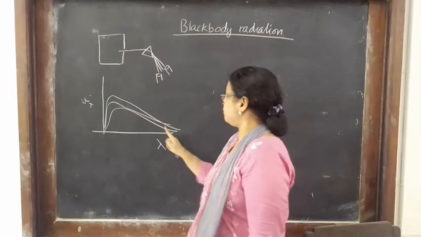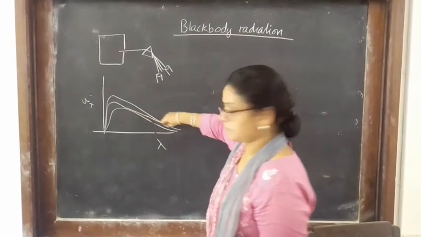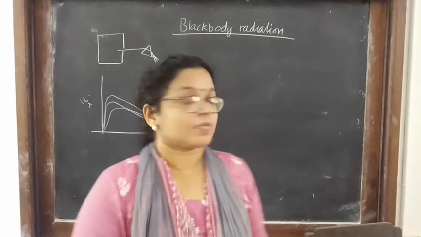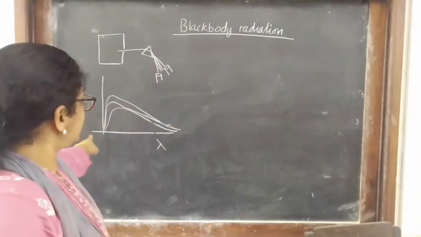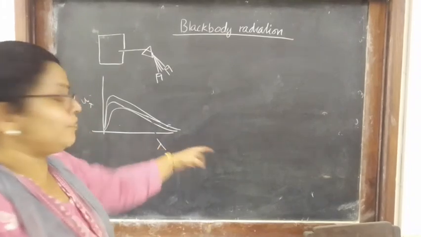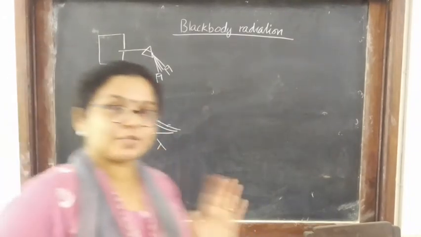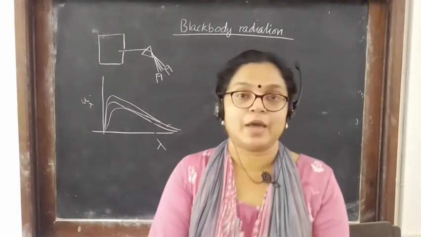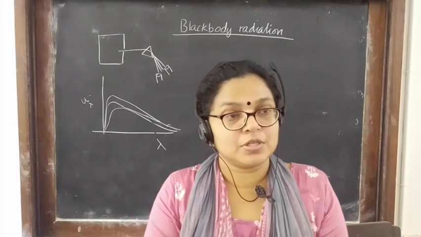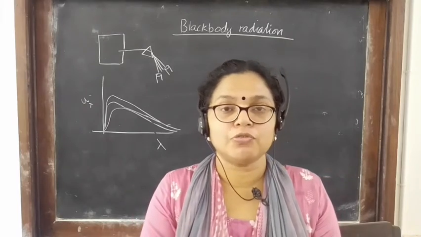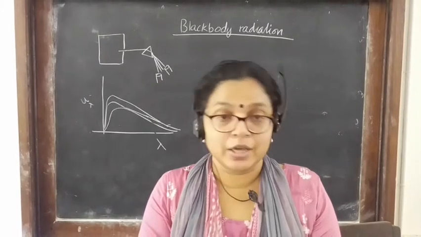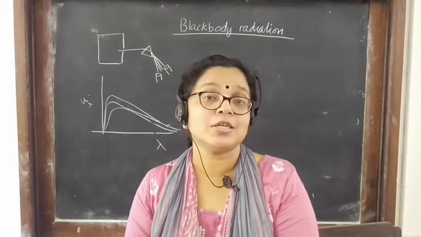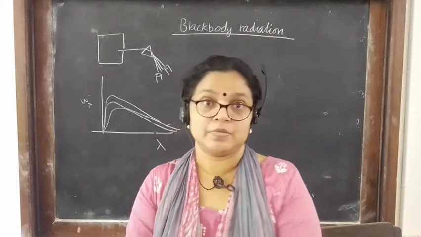So this is the type of curve that we get in blackbody radiation. This is energy density and this is wavelength. So this is the experimental curve that we got. But to explain what is happening, different physicists put forward different theories for blackbody radiation. And then we'll be seeing whether that mathematical equation gives a curve like this.